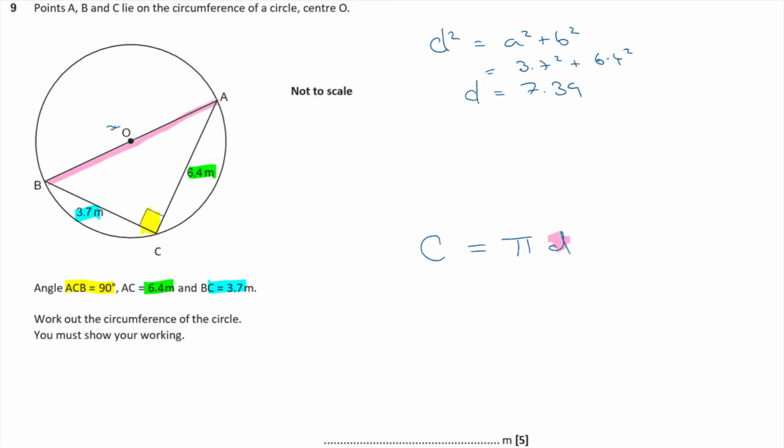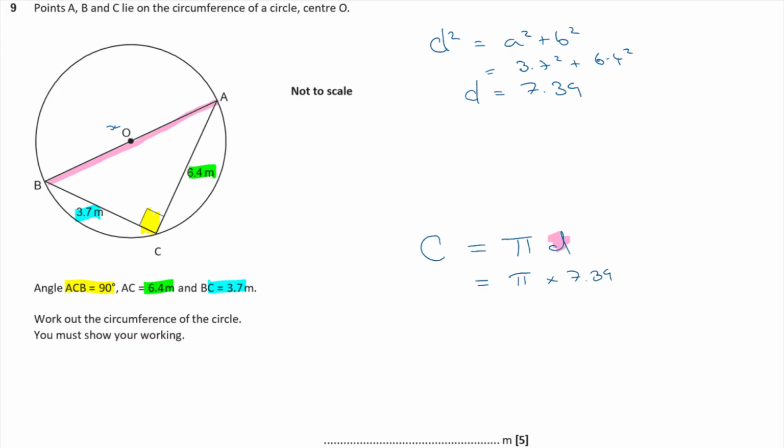Okay, so the diameter squared is equal to my 2 squares, a squared plus b squared. So the diameter is 7.39. So then I can sub that into my formula for finding the circumference. So the circumference is going to be pi times 7.39.